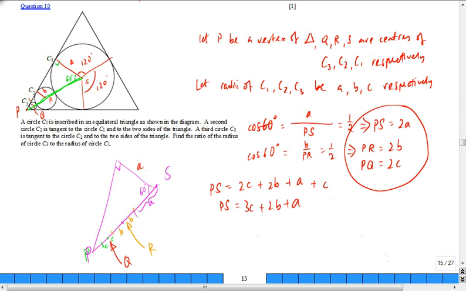What else do we know? PS is also equal to 2A. Now we can write down 3C plus 2B is equal to A. This is equation number 1.